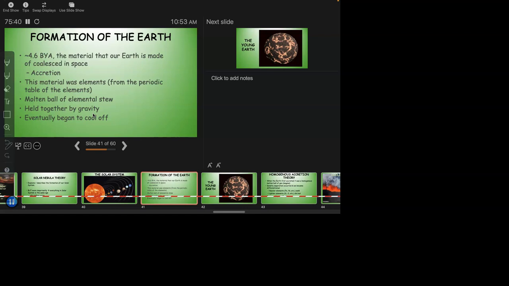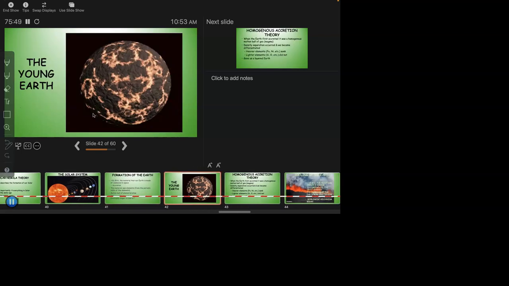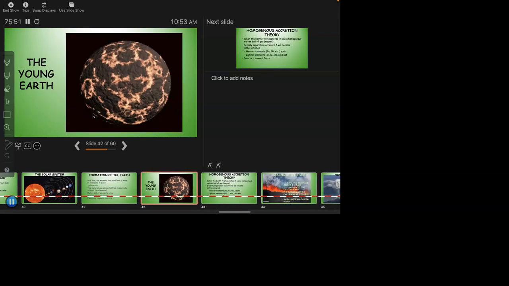We were held together by gravity. And of course, everything cools off eventually, right? I like this picture. This was probably somebody's thesis. But so we will go from glowing fireball to bits and pieces starting to cool off. All right, and those are the gray or the blacker areas on there. That is the beginning of our crust.